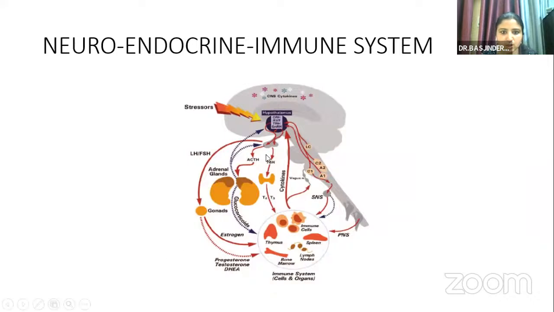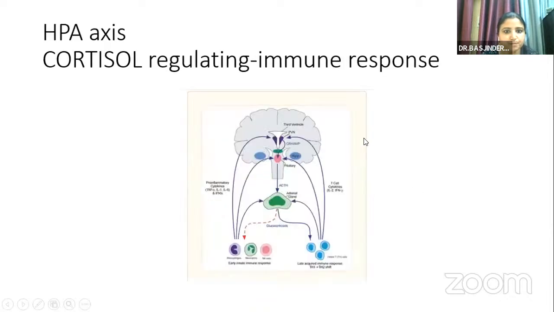Okay, let's move to the next slide. Here is your hypothalamus, here is the pituitary, and here is the adrenal gland. This is called the hypothalamus pituitary adrenal gland axis, and here in the periphery these are immune cells. When a stimulus comes, the hypothalamus releases corticotropin releasing hormone, then the pituitary releases adrenocorticotropic hormone.